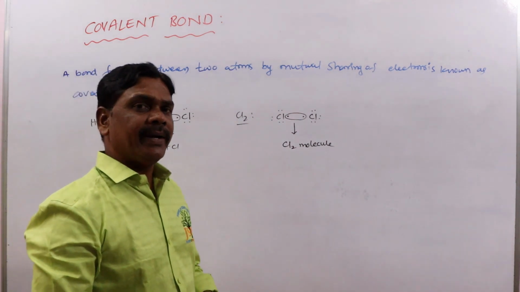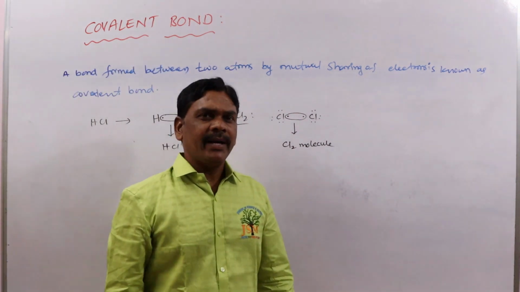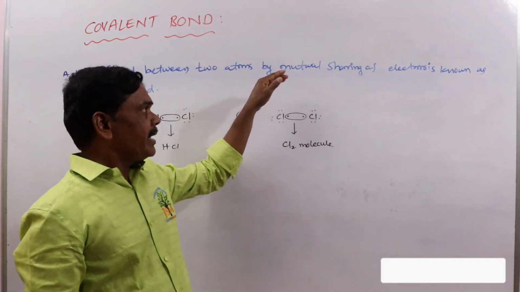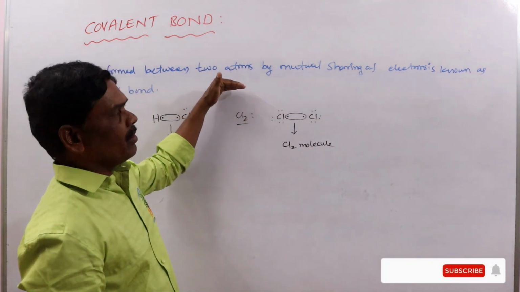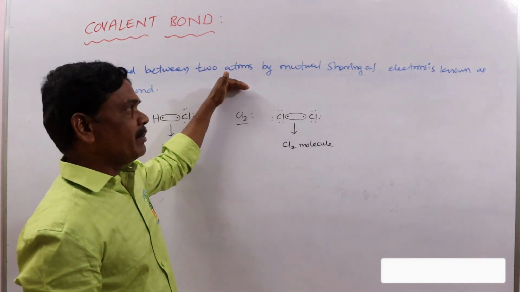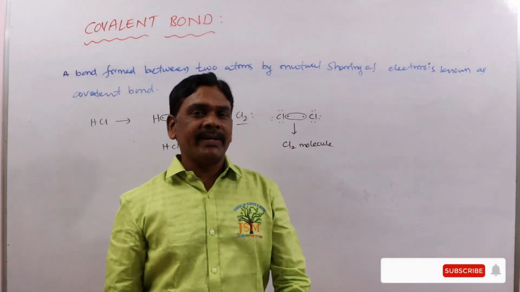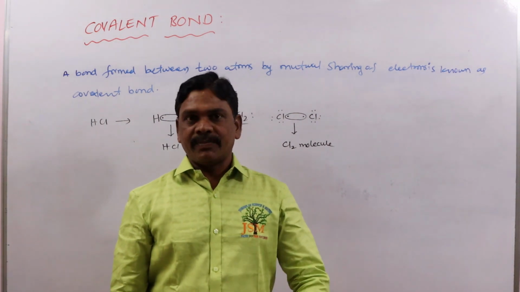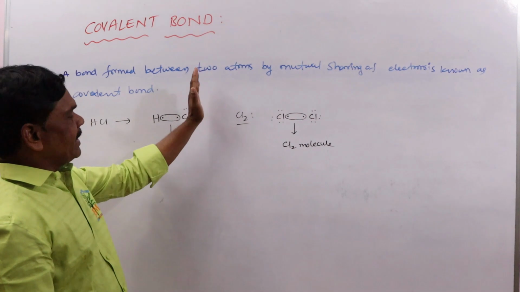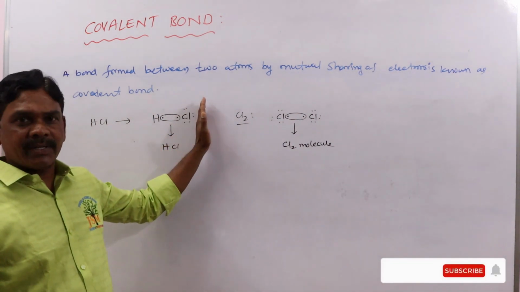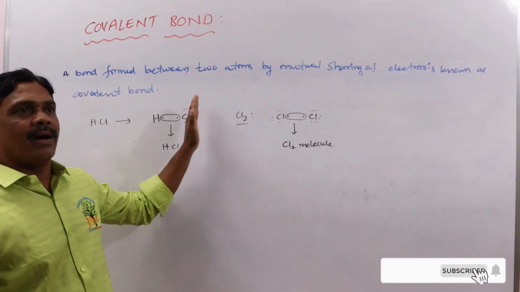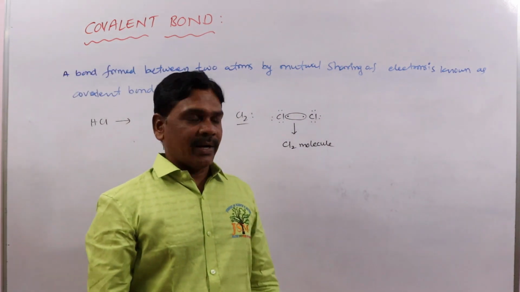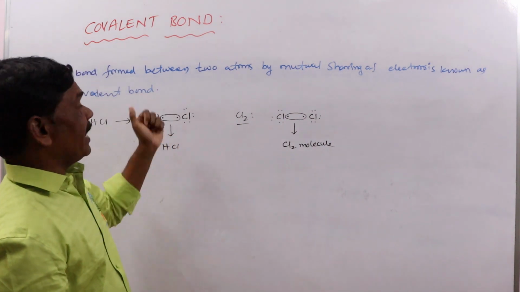A bond formed between two atoms by sharing of two electrons is a covalent bond. Atoms in a covalent bond have an electronegativity difference that is zero, almost zero, or very small. A covalent bond is formed between two atoms, in general non-metallic elements only. So this is the covalent bond.